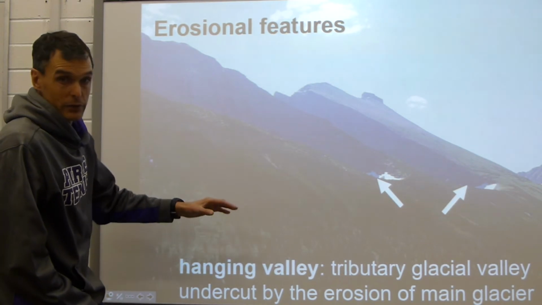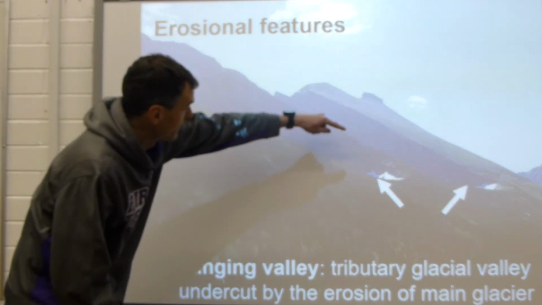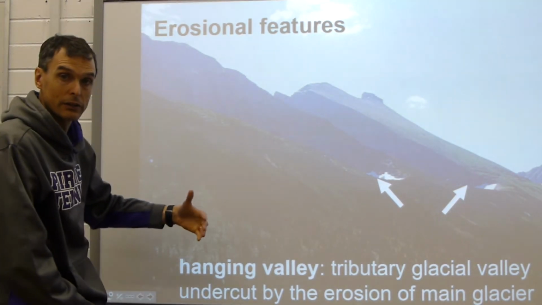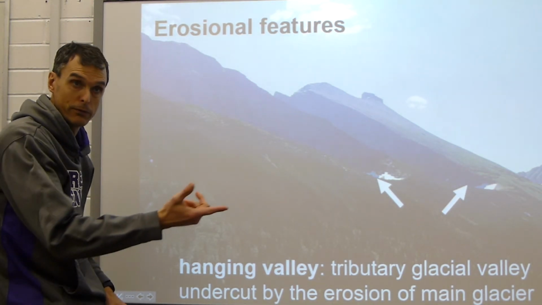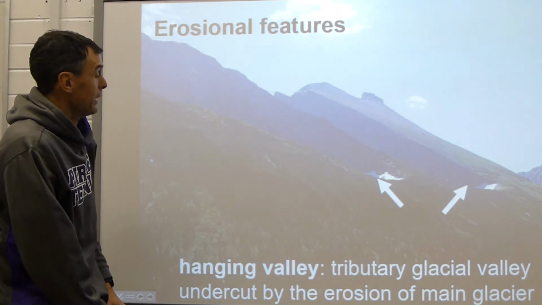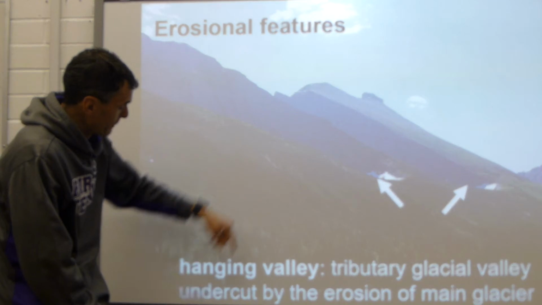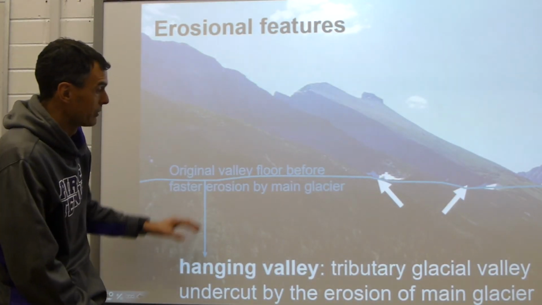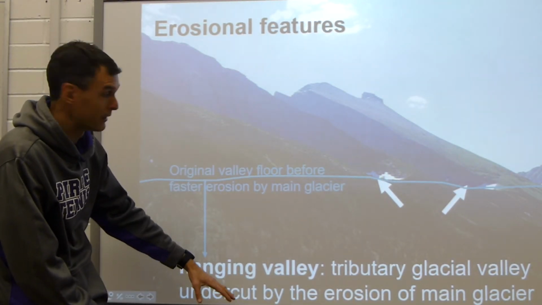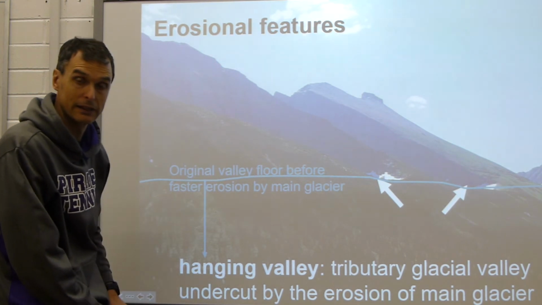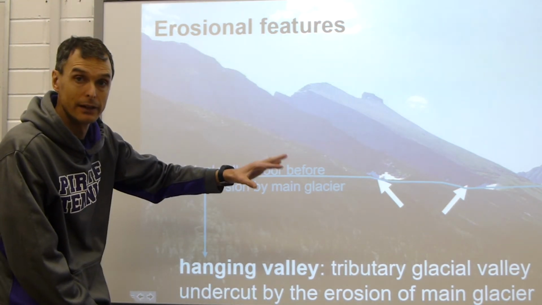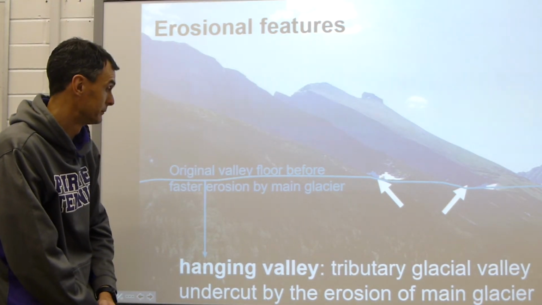The next feature is what's called a hanging valley. These are smaller glaciers that were feeding into the larger glacier, much like streams flow into a river. Except the main glacier does a much better job of eroding, and so it eats away the valley floor faster than these smaller glaciers can keep up, and they're left hanging above the valley floor.